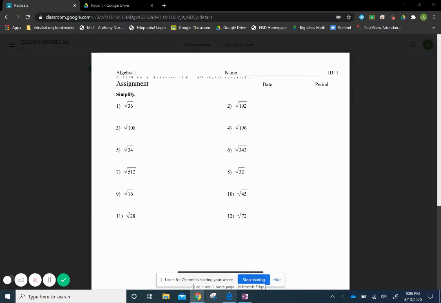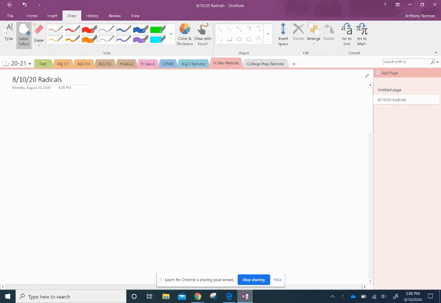We're going to go over radicals. So, what's a radical? Once you draw it, you'll recognize it. This is a radical. You know it as the square root. This equals radical. The radical is the name of the symbol.